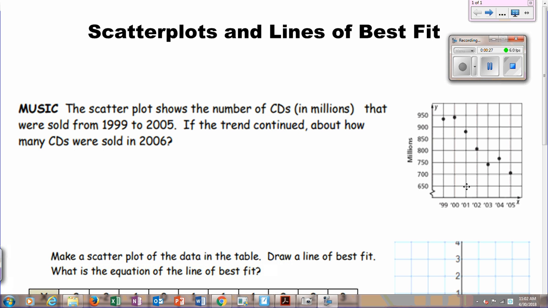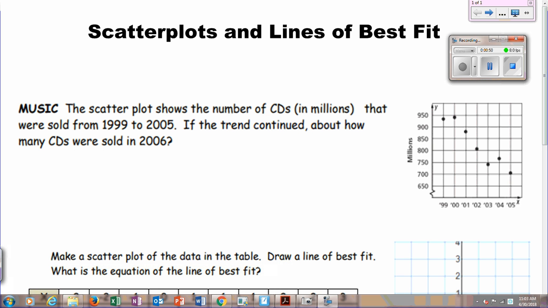Okay? Now, when you're drawing a line of best fit, your goal is to get the line that best fits the data. So this is a scatter plot where we have all the points laid out here, and we want to draw a line that comes closest to hitting all the points and has about the same number above the line as below the line.